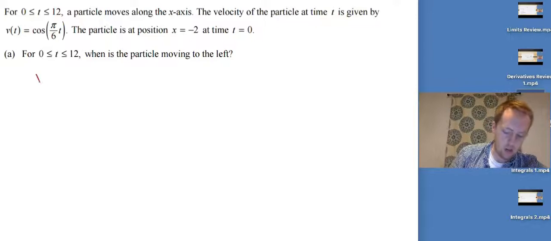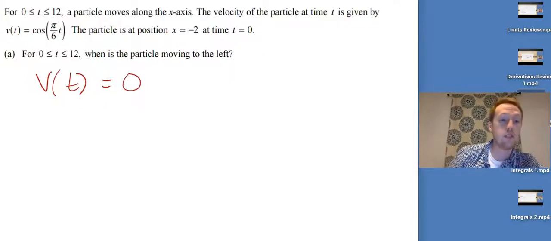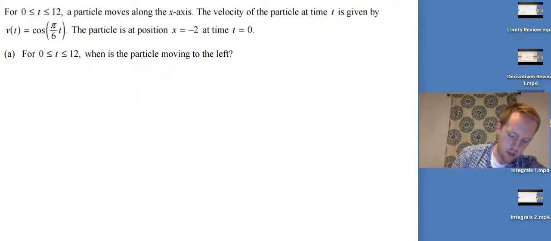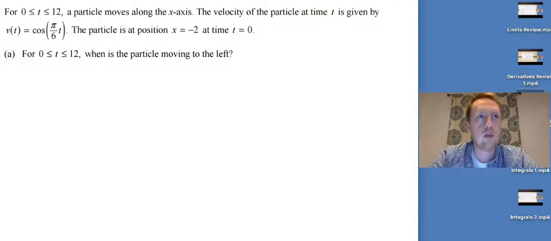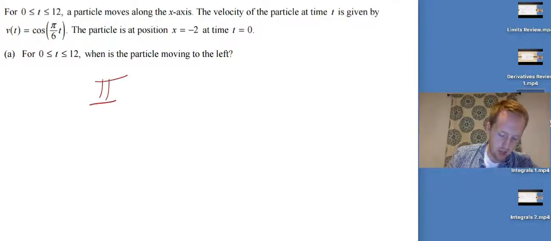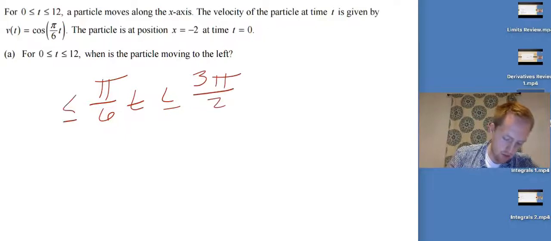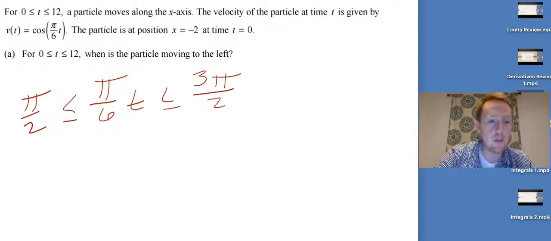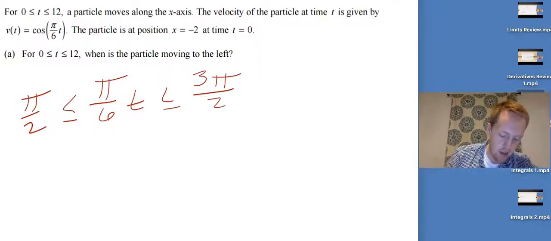So first I need to consider when the velocity would be equal to 0. Actually, I don't really like doing it that way. Let's just think about it. On the unit circle, where is cosine negative? Well, in quadrants 2 and 3. So from pi halves to 3 pi halves. So whenever the argument of cosine, which is pi over 6 times t, is between pi halves and 3 pi halves, then this velocity function will be negative. All I got to do is get rid of the pi over 6, so I multiply everything by 6 over pi.